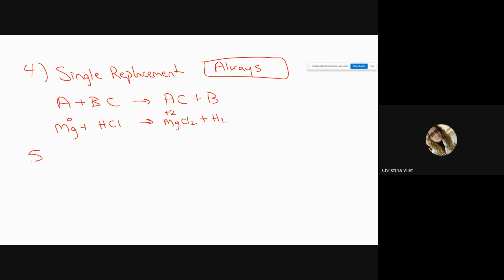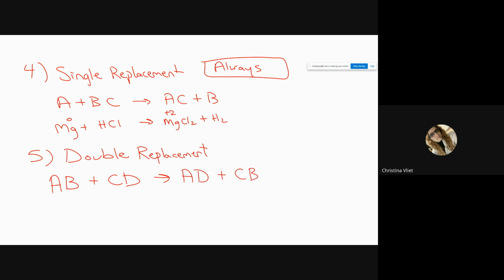And then finally, type 5, double replacement. What do you think about double? The last one. We're almost done. This is the last example. So you've got AB plus CD goes to AD plus CB. And remember that the main idea of a double replacement is that you're swapping the ions, but the ions remain the same.